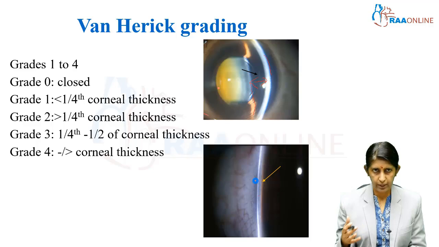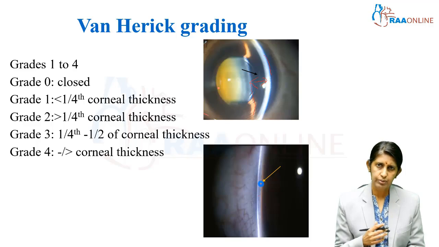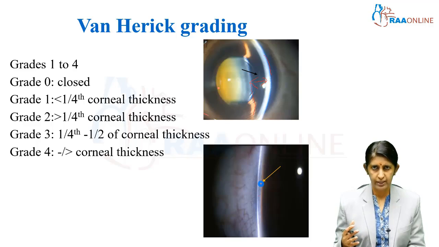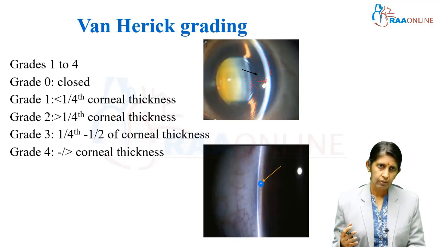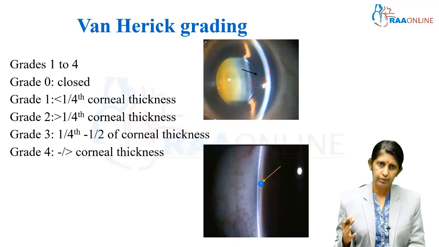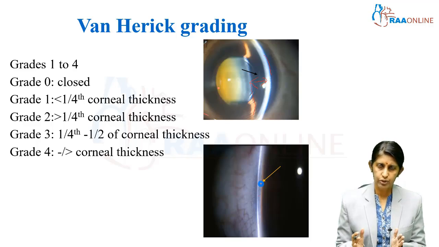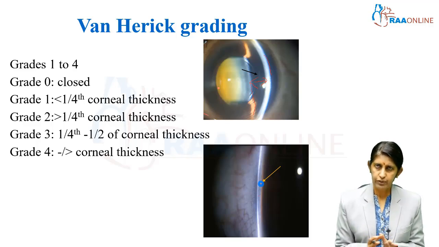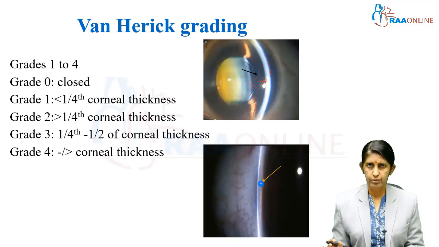So when you say grade 1 of Van Herrick closing, it usually means that the anterior chamber depth is less than 1/4 of the corneal thickness. This is very important for us to identify as an outpatient procedure itself, because once we suspect that the patient has a grade 1 or a grade 2 based on Van Herrick classification, we know that it is likely that even on gonioscopy the angles may be narrow. Whereas if you see a patient with grade 4, that is the anterior chamber depth is equal to or greater than corneal thickness, we can be comfortable and we know that the gonioscopy is going to show us an open angle.